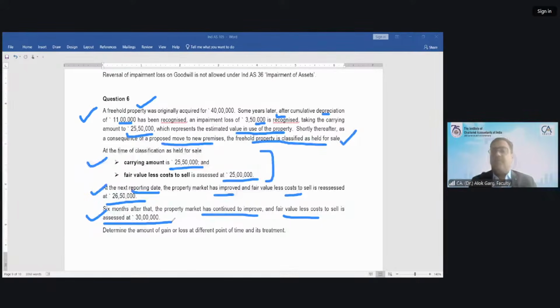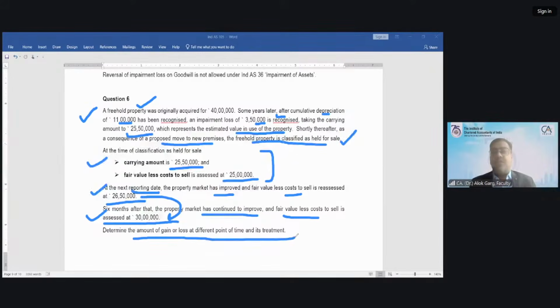Right? So friends, what is the increase now? From 2650 it became 30. How much is the increase? 3 lakh 50,000. 350. Should we recognize the increase here or not? Not fully, only to the extent of 2 lakh 50,000.